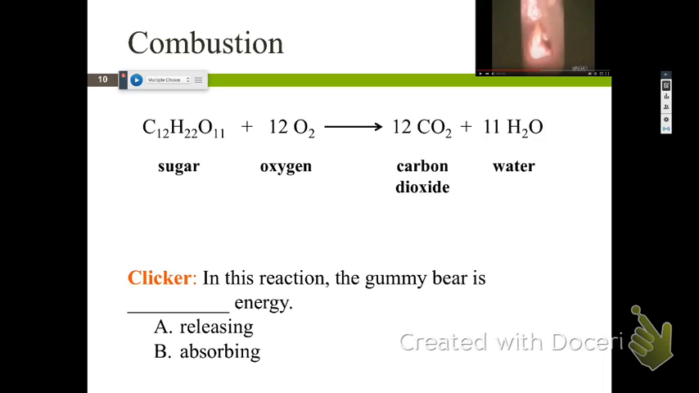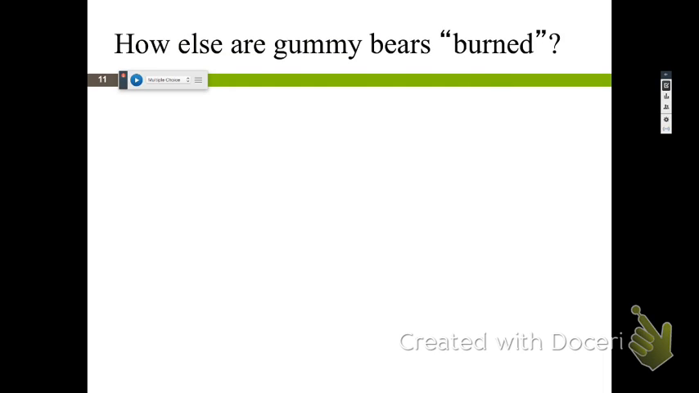And we talked before about how if it's absorbing light, that means it's absorbing energy. If it's releasing light, it means it's releasing energy. All right? So I agree with you guys. So where else are gummy bears burned? In their stomachs. Great. And what do we call that process? Let's be more specific. What do we call the process of burning gummy bears in order to gain energy?